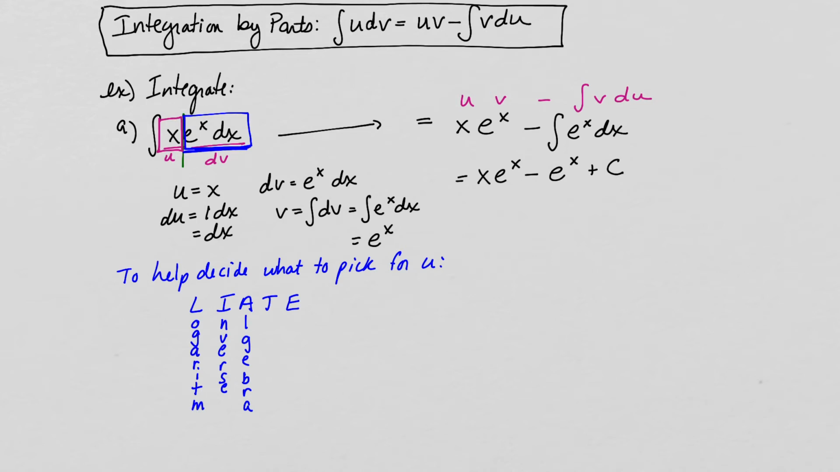T is for trig functions. So followed by algebraic functions, the next thing you would pick would be trig functions. And then the very last one is exponential functions. Now, this isn't a set in stone rule, okay? It's possible there's a problem where you might pick an exponential function for u over something else. But in general, this rule holds pretty true, especially for the problems we're going to be practicing. So that's going to help us pick what we should pick for u.